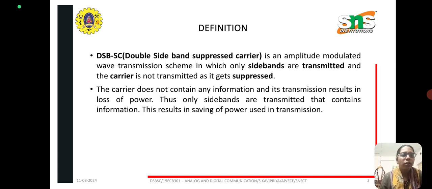So first, what is this double sideband suppressed carrier? It is an amplitude modulation. It is amplitude modulated wave transmission in which only sidebands are transmitted and the carrier is not transmitted. The carrier is suppressed. The carrier does not contain any information and its transmission results in a loss of power. Thus only sidebands that contain the information are transmitted. This results in a saving of transmitted power.